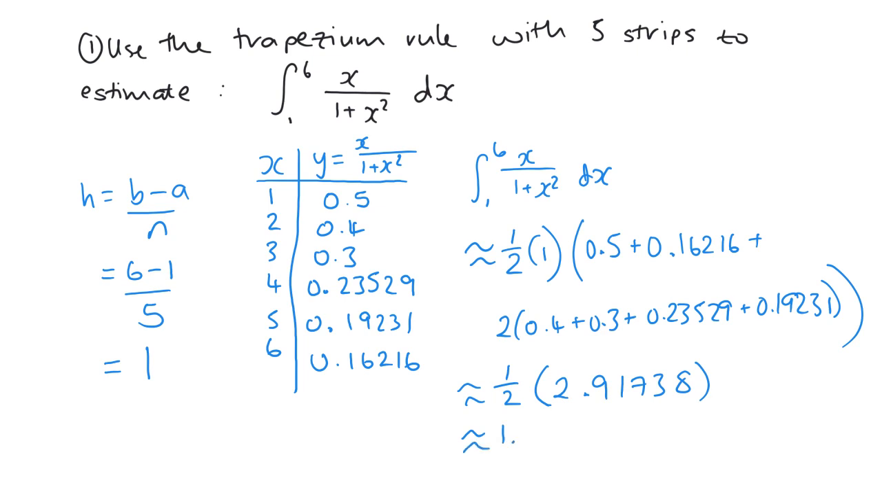So we get 1.45869. And depending on the question, sometimes these questions will say, give your answer to 4 decimal places or 5 decimal places instead of the normal 3 significant figures. But if we put it to 3 significant figures, it would be 1.46.